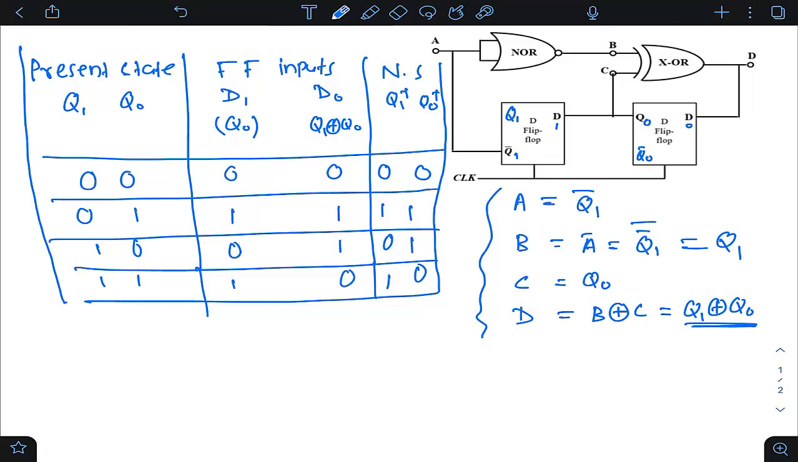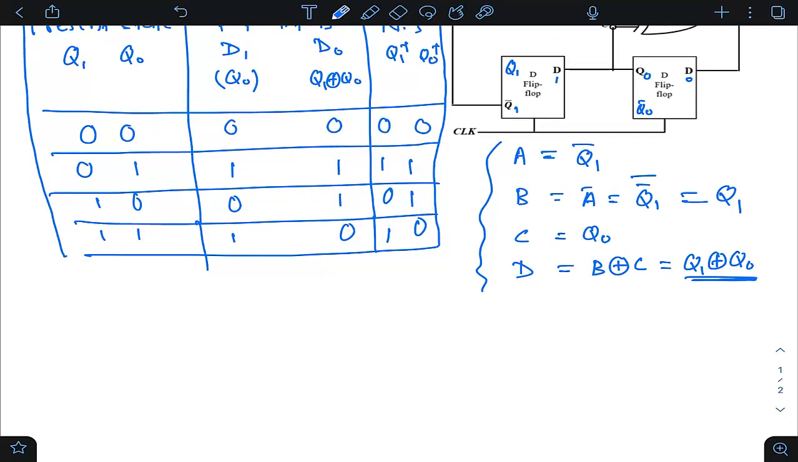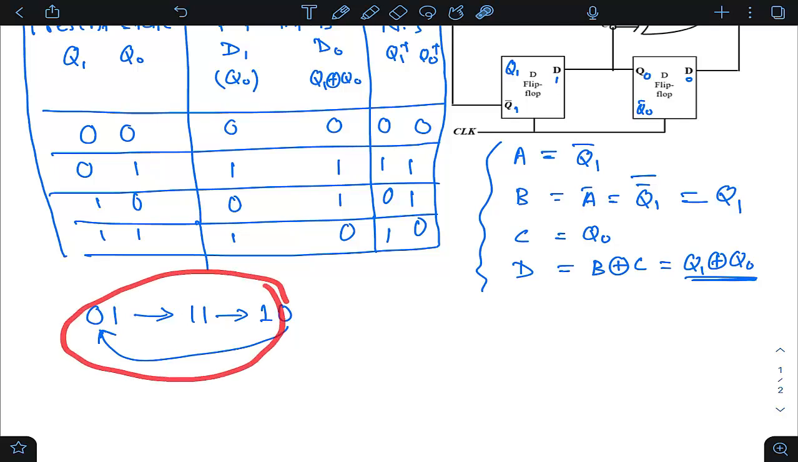Now, if I ask you to find the counting pattern, let us assume the initial condition is 0 1. From 0 1 it goes to 1 1. From 1 1 it goes to 1 0, and 1 0 goes to 0 1 again. This is the counting pattern. If the initial state is any of these three, the counter will be cycling in these three states.